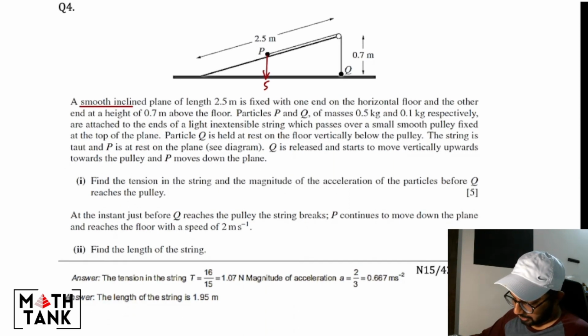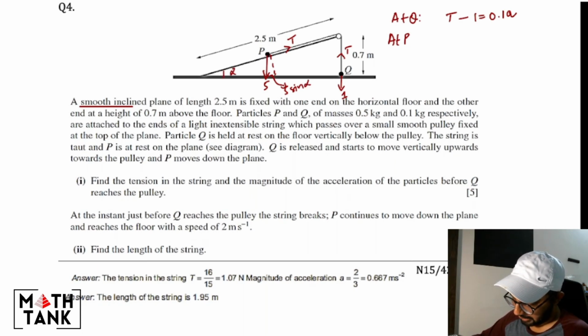Let's just find the tension in the string and the magnitude of the acceleration of the particles before Q reaches the pulley. So I'm going to say this is T. That's also T. Let's mark this 1. So what's happening at Q is simply it's moving up. You need to be careful about that. T minus 1 equals 0.1A. Now at P, it's moving down, which means that its gravity is getting it to move down. The gravity component would be 5 sine alpha. Let's call this angle alpha.